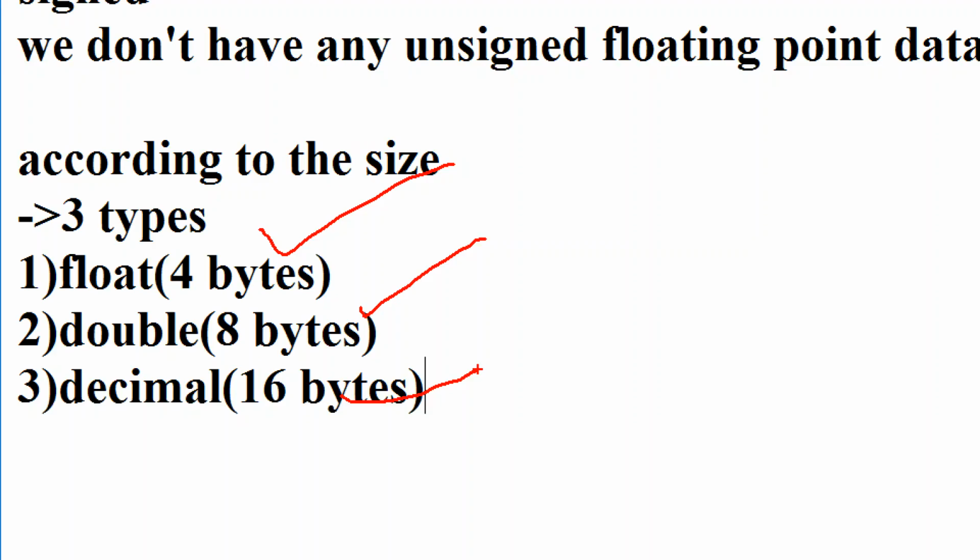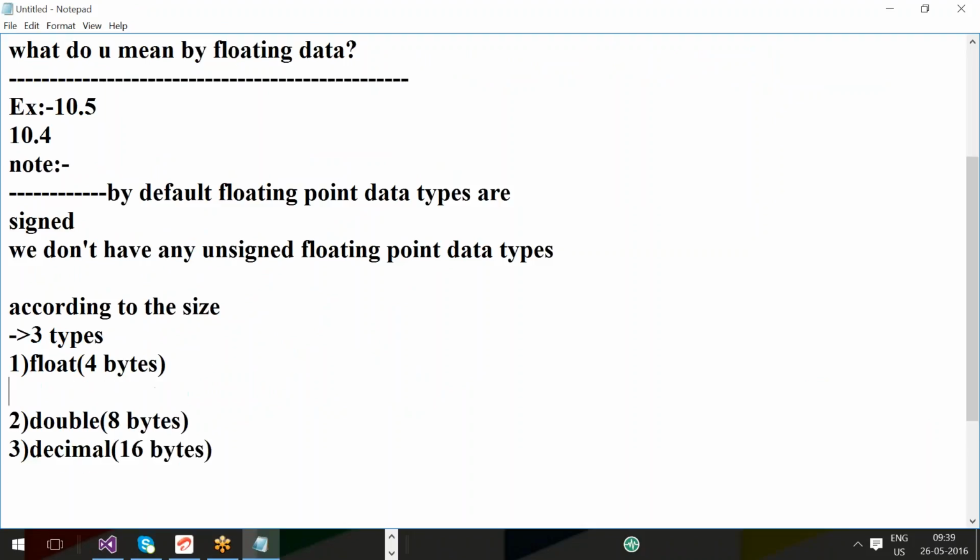You can use double for salaries. It is 8 bytes, 8 into 8, 64 bits, so you can use that for salaries. Decimal you can use for huge amounts of floating data. We'll discuss them one by one, then you can understand.